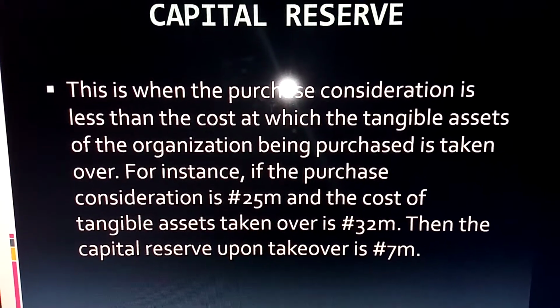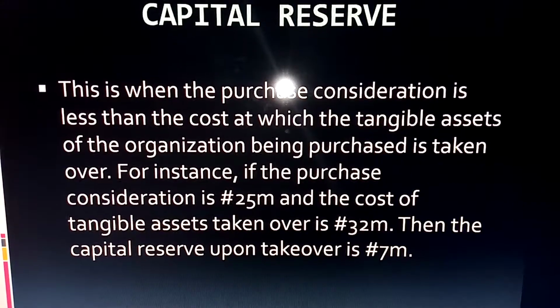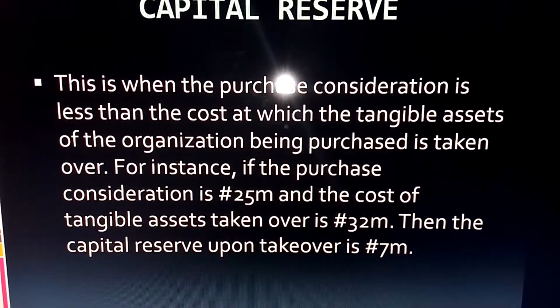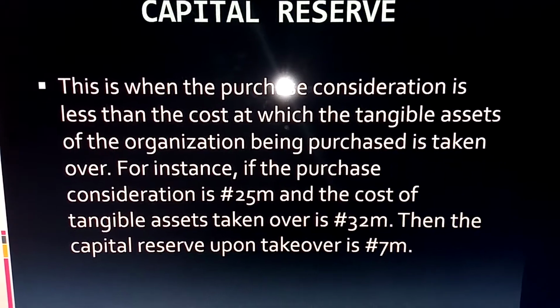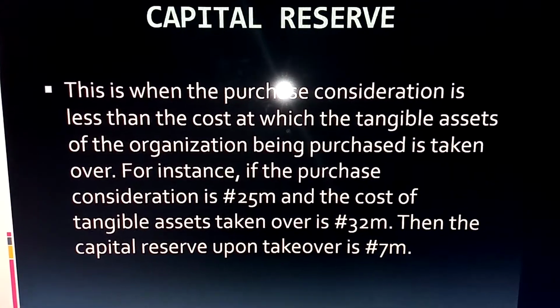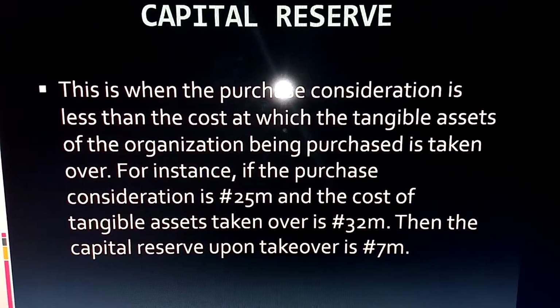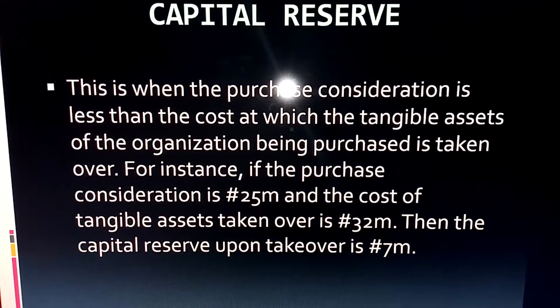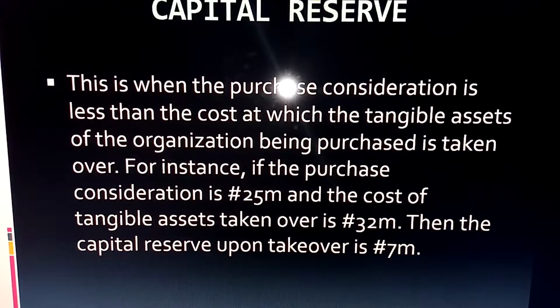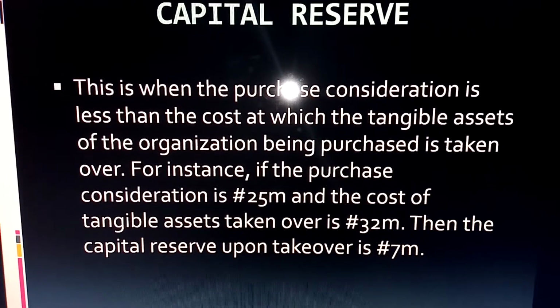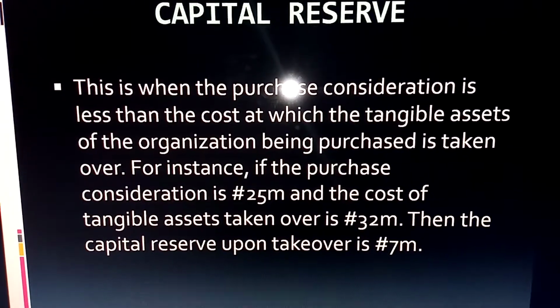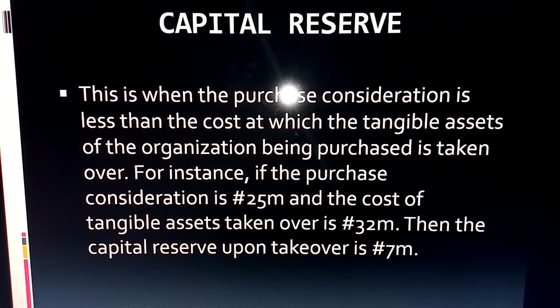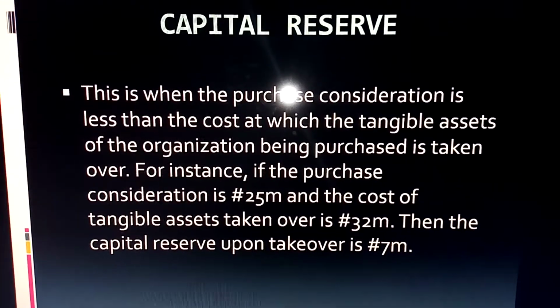But where you now have your purchase consideration less than the cost of the tangible asset taken over, then there's a capital reserve. So let's say, for instance, you agreed the purchase consideration to be 25 million. What if the cost of the tangible asset is 32 million? That means the tangible asset cost you're taking over is higher than the purchase consideration agreed. So in that case, you have a capital reserve in the book.